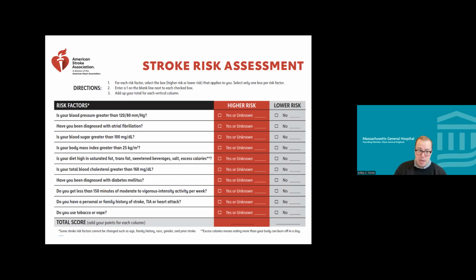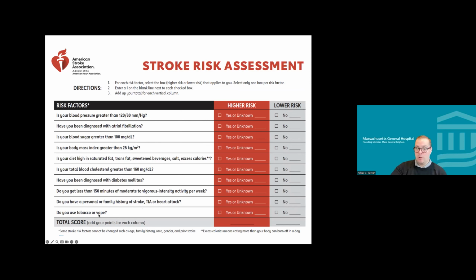Have you been diagnosed with diabetes, as being a risk factor? And if so, we want to get that sugar down less than 100. Again, the 150 minutes a week, obtaining that is a goal. Do you have any personal family history? This would be a non-modifiable risk factor, but one to acknowledge, if that was the case. And if you do have a strong personal or family history of stroke, TIA, or heart attack, managing the modifiable risk factors, or these things that we can control, are even more significant.